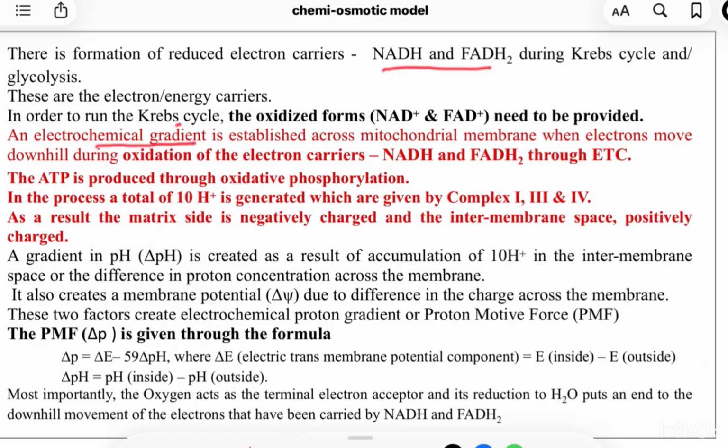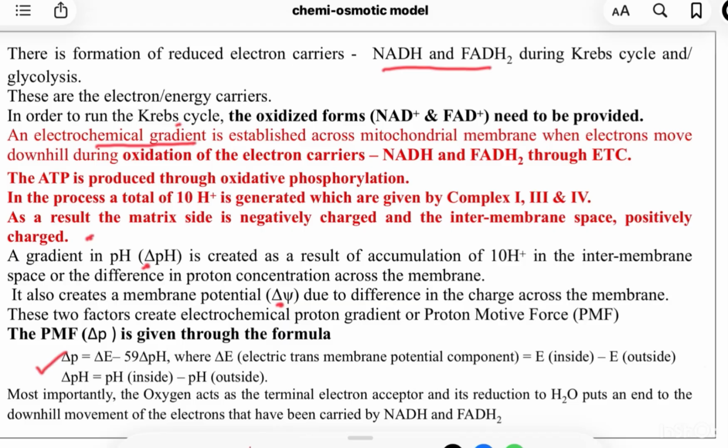There is an electrochemical gradient established across the inner mitochondrial membrane. The membrane therefore carries a differential charge, which is negative towards the matrix and positive towards the intermembrane space. As a result of this activity, a pH gradient, delta pH, is created. We should also remember that due to these changes, a membrane potential represented by delta psi is set up. This is represented by the formula given here.